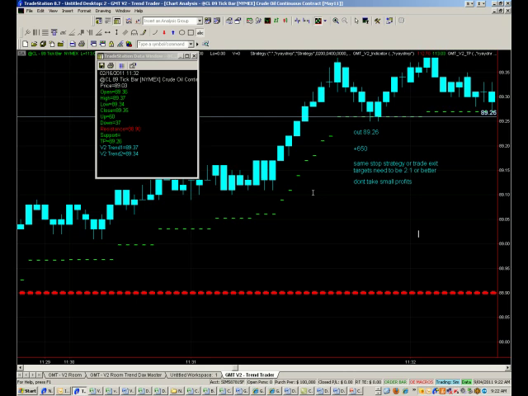So remember, this is a trend trader, so you're trying to capture the trend. Now, locking in a 14 or 20 point profit is not locking in the trend and riding that as hard as you can. So don't take small profits. That's one of the key things. So we want to maintain a positive expectancy.